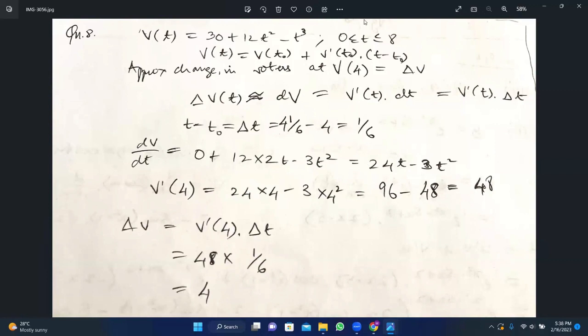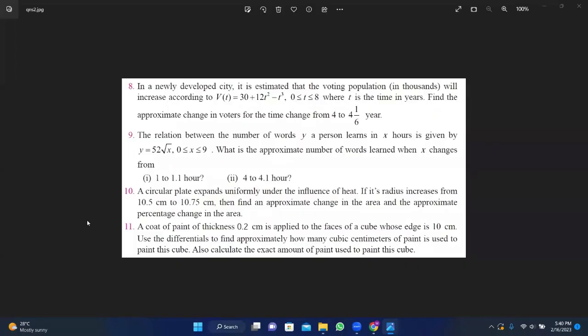Now we look at the next problem. The next question we will be looking at is question number 11, which is: a coat of paint of thickness 0.2 centimeters is applied to the faces of a cube whose edge is 10 centimeters. Use differentials to find approximately how many cubic centimeters of paint is used to paint this cube. Also calculate the exact amount of paint used. So with this problem, we can see how the approximation matches with the exact amount.